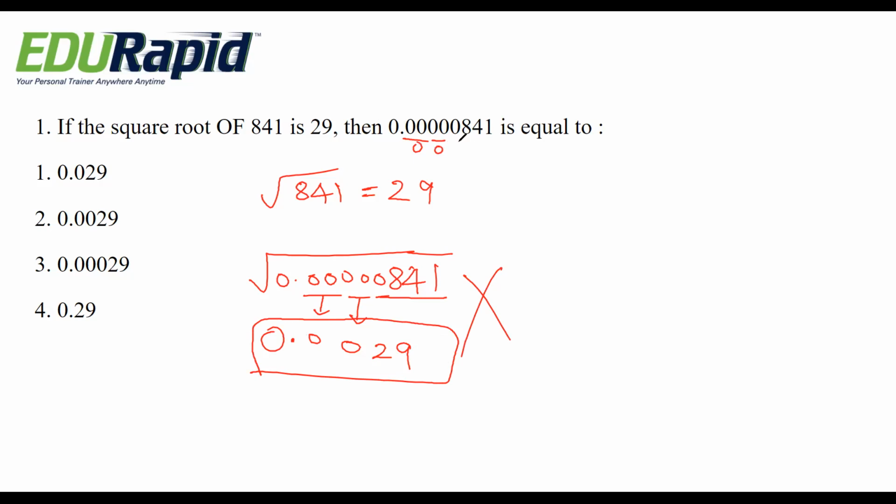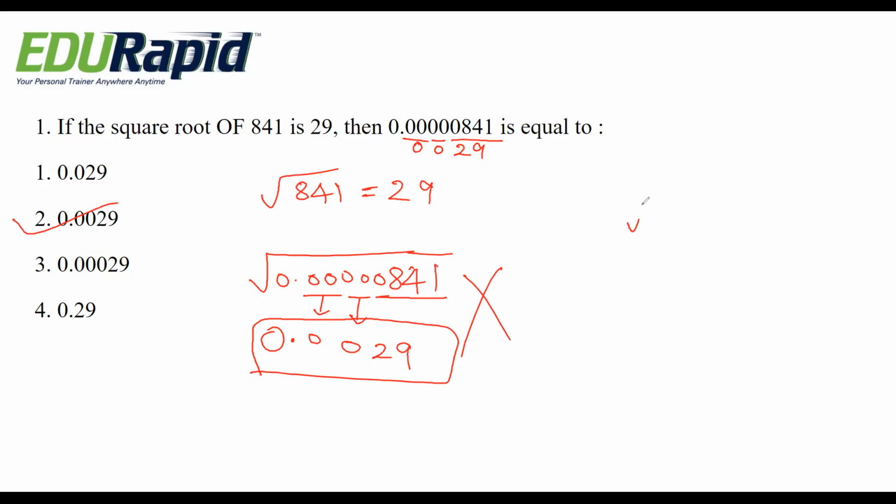Without writing this also you can answer just by seeing the question. Here 10 and 10 and this becomes 29. That means 0.0029. Like this you have to analyze the question. No need to write anything on the sheet in the exam. So option 2 is the right answer.